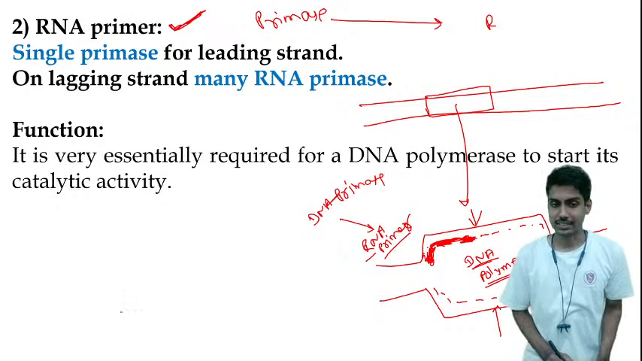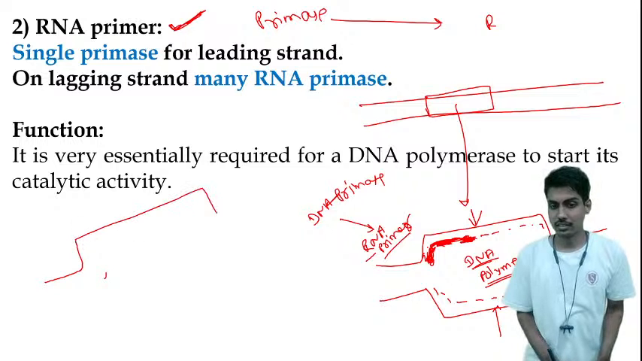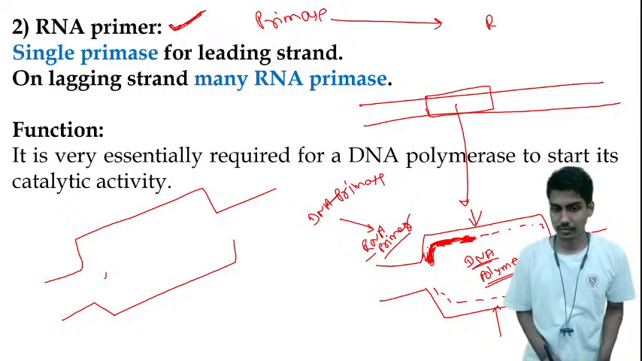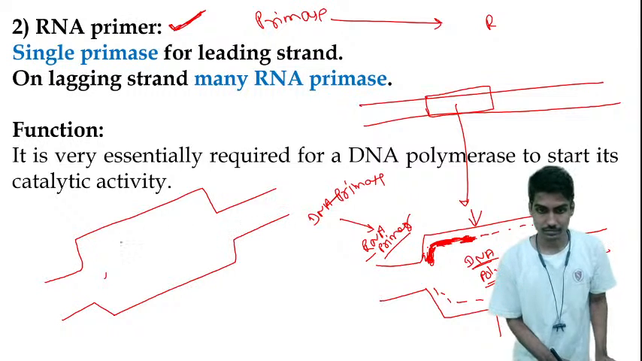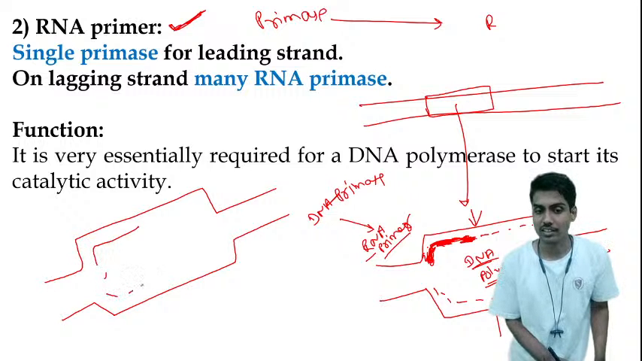Now there are two things. See, these are the parent DNA strands, which are opened up. All right. Now there is the concept of leading strand and lagging strand. We will now see what these leading strand and lagging strand are.